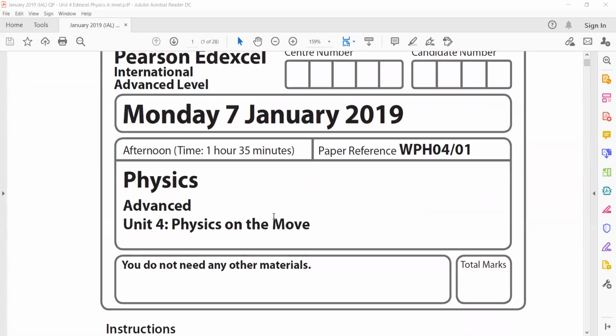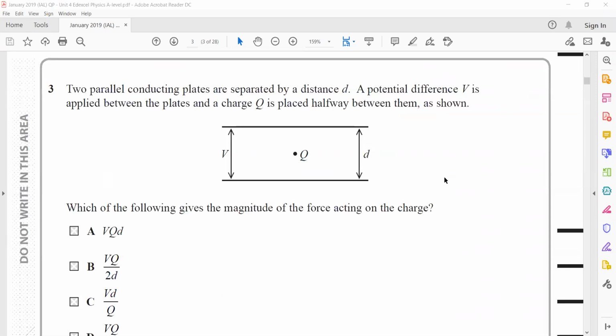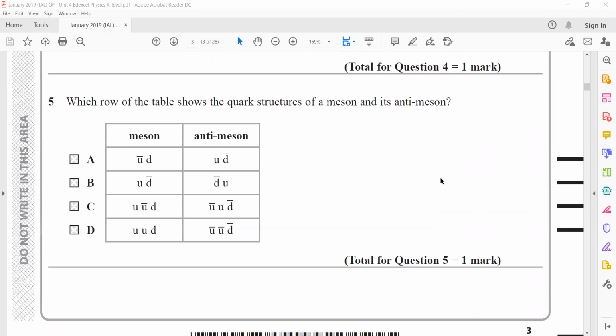So in this session, we'll discuss the questions related to particle physics. Question 5. Which row of the table shows a quark structure of a meson and its anti-meson? What could be the answer? A meson and anti-meson. Keep in mind, mesons are a combination of quark and anti-quark. So what could be the right answer here?